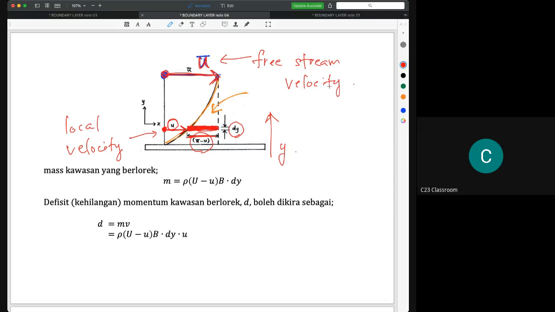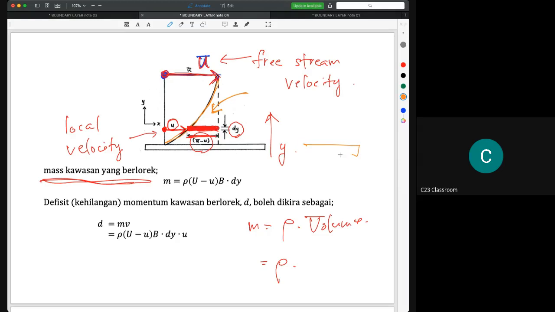Okay. So then we develop the momentum for this small area. Okay, so mass kawasan yang berlorek. So kita tahu mass it is equal to rho times volume. So volume, rho is rho, and volume here is actually the volume of this rectangular area.